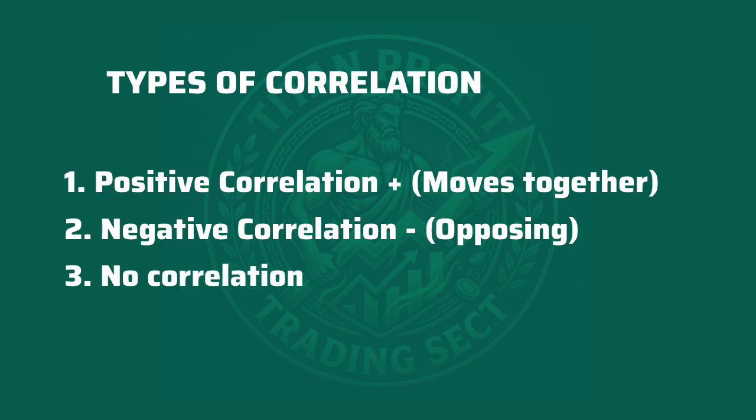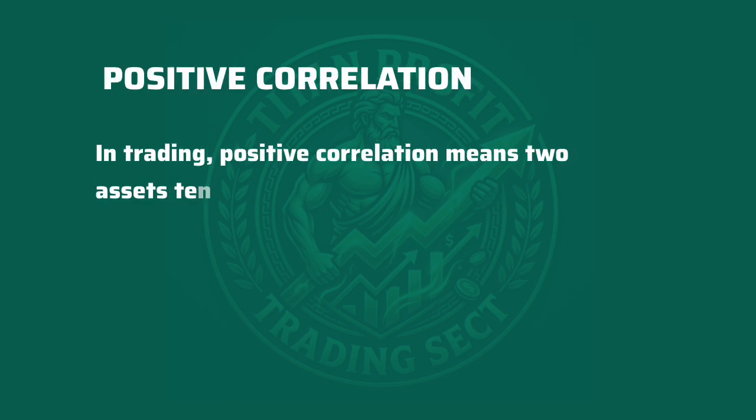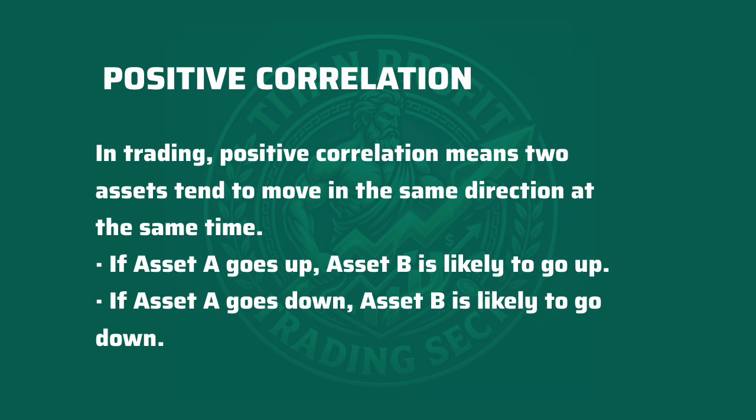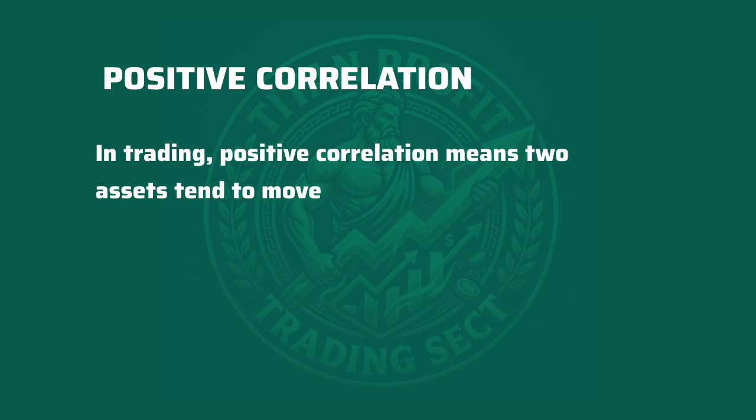Positive correlation means that assets move together, while negative correlation means that the two assets that you choose move in opposing direction. Now let's look at positive correlation. In trading, positive correlation means that two assets tend to move in the same direction at the same time. Example, if asset A goes up, asset B will likely go up with it. If asset A goes down, asset B is likely to go down with it. So that is how positive correlation works.